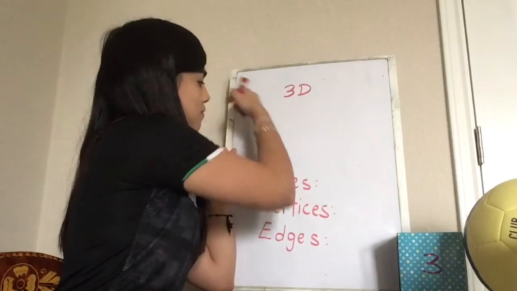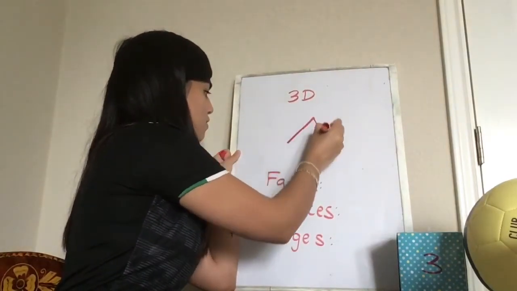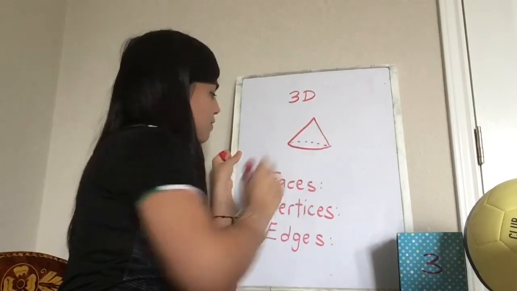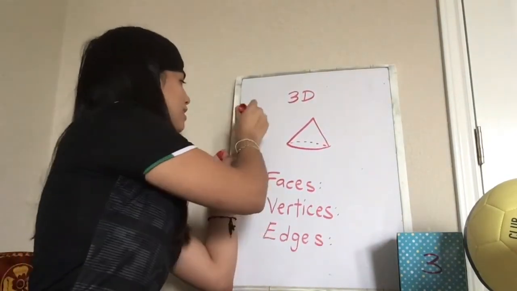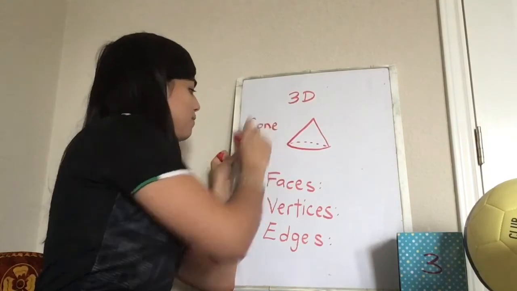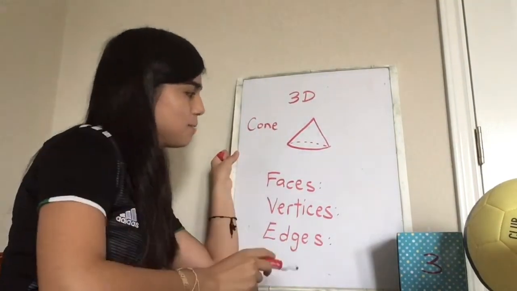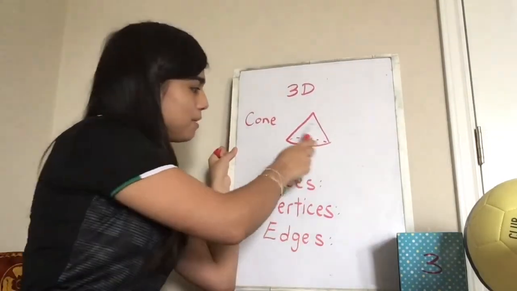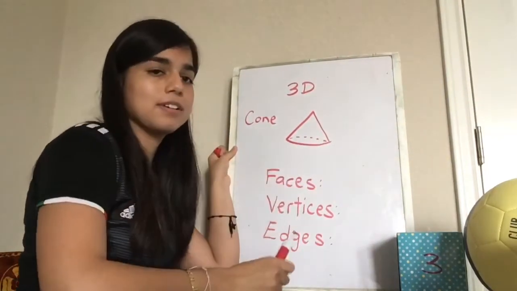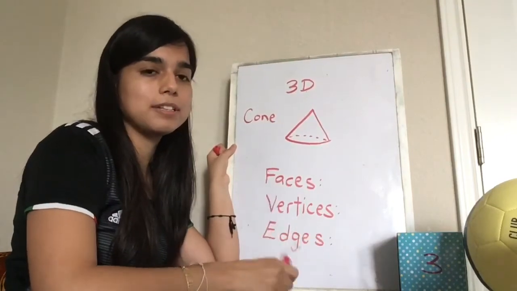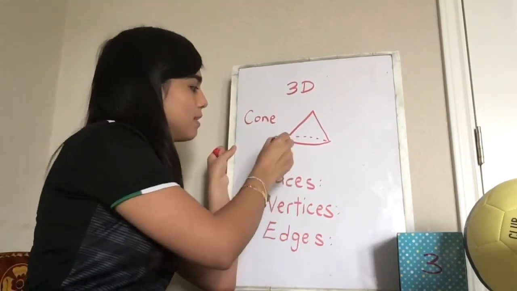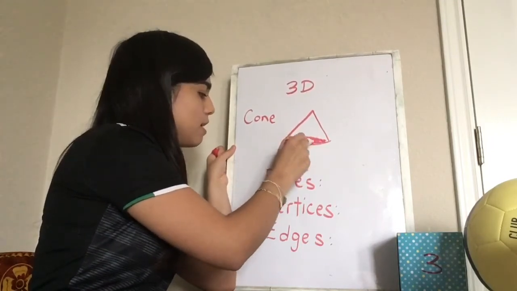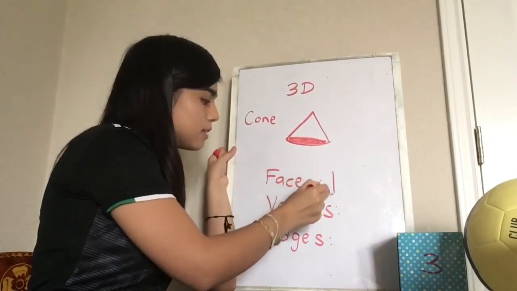Let's do this one. You tell me what shape this is. What shape is that? Let's do a cone. Okay? Faces, remember, it's the flat surfaces in the shape. How many flat surfaces does this have? Think of an ice cream cone. How many flat parts does it have? This part right here, the bottom part, is flat. Okay? So it only has one face.